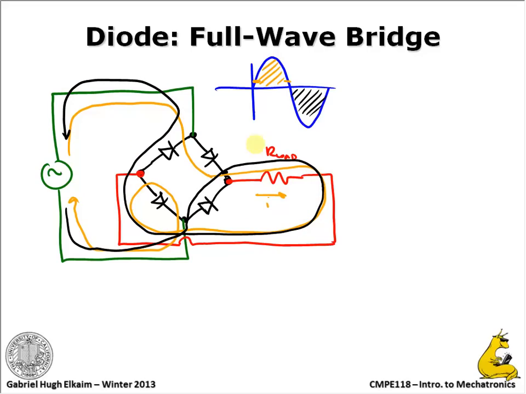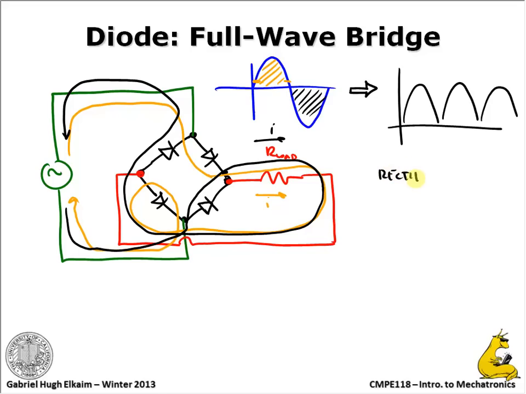Notice that the current flows the same direction through my load, regardless of the fact that this one is oscillating. So what this does is it turns an oscillating current into something that looks like that. It takes that bottom and flips it back around on top. And this is called rectification. And of course the price I pay is that below 1.2 volts, I get nothing. So if this is 120 volts, I don't care so much.